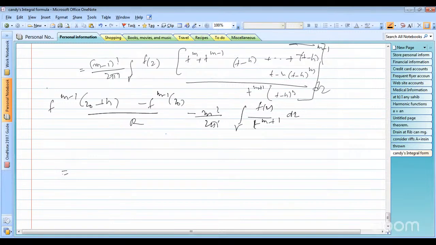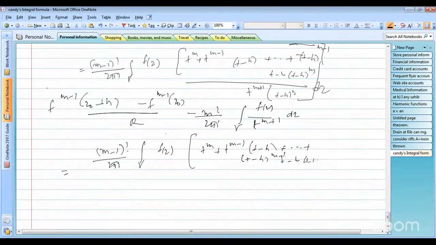There is the equivalence, I'm writing here, (m−1)! by 2πi. So therefore, Γ of f(z), I'm writing here: the p^m plus the p^(m−1)(p−h), so therefore plus (p−h)^(m−1) into (p−h)^m, therefore (p−h)^m by p^(m+1)(p−h)^m. Therefore that is also equal to dz, I'm writing it.